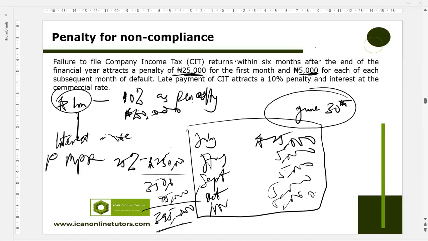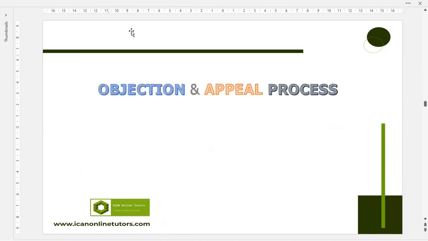So yeah, I didn't write any 50,000. The 50,000 has to do with VAT. That's the failure for filing your VAT returns. So 50,000 the first time, and then 25,000 for the subsequent failure. I hope I've answered your question. Thank you.